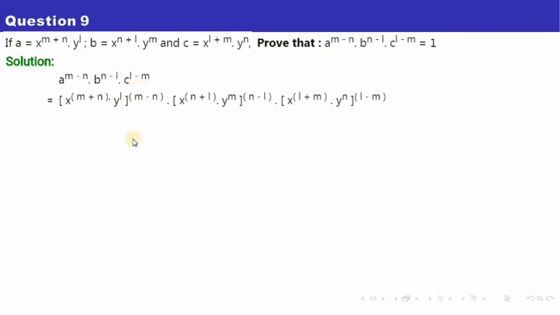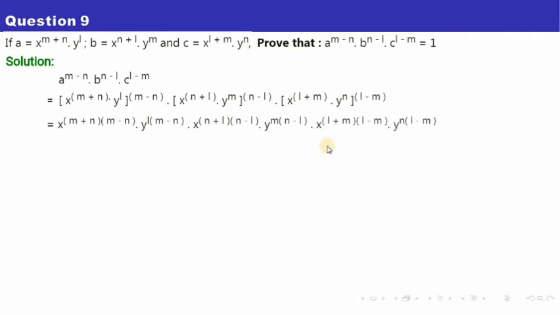Now for each of these, I am going to put the power separately. So basically the powers will get multiplied, isn't it? So m plus n into m minus n for x, and for y it will be l into m minus n. For x again in this case, n plus l into n minus l will be the power, and for y it will be m into n minus l. Similarly the same happens with the last case as well.